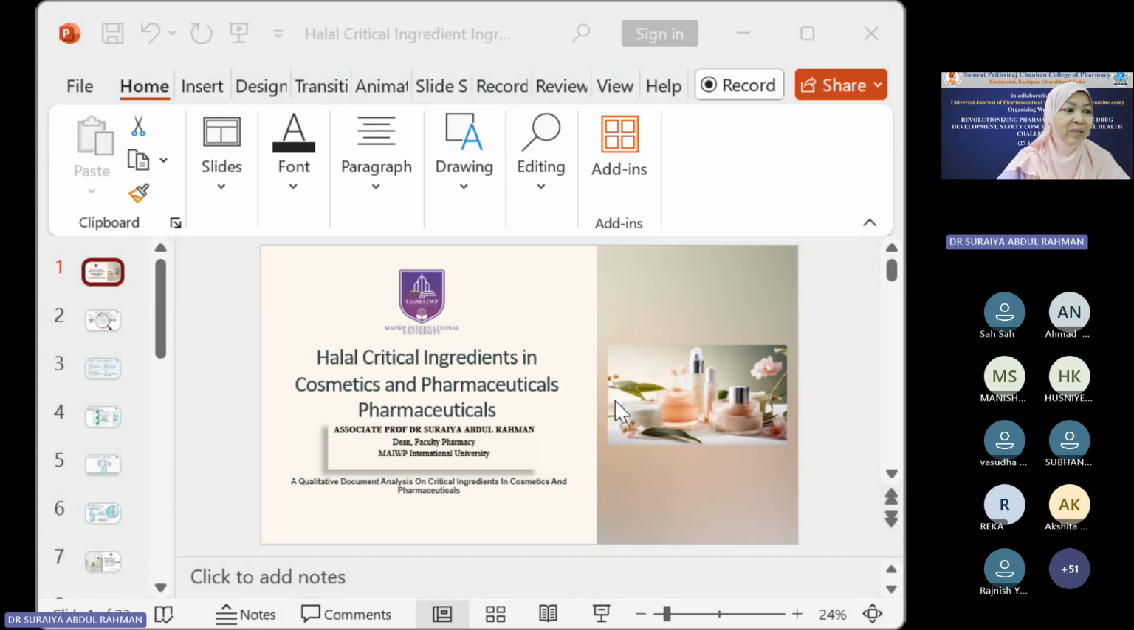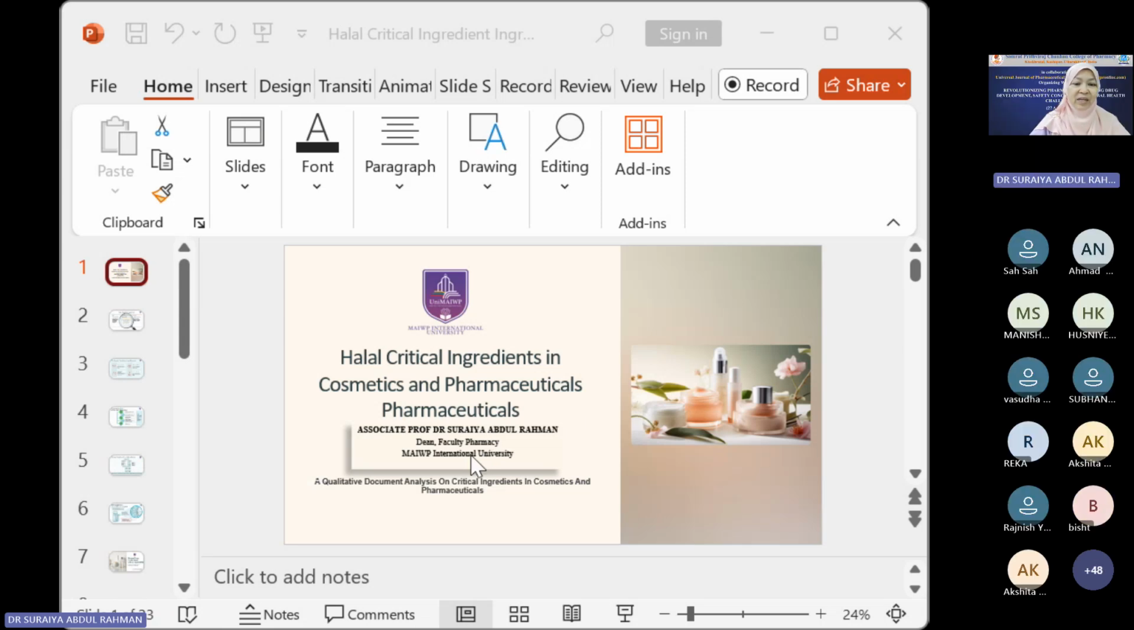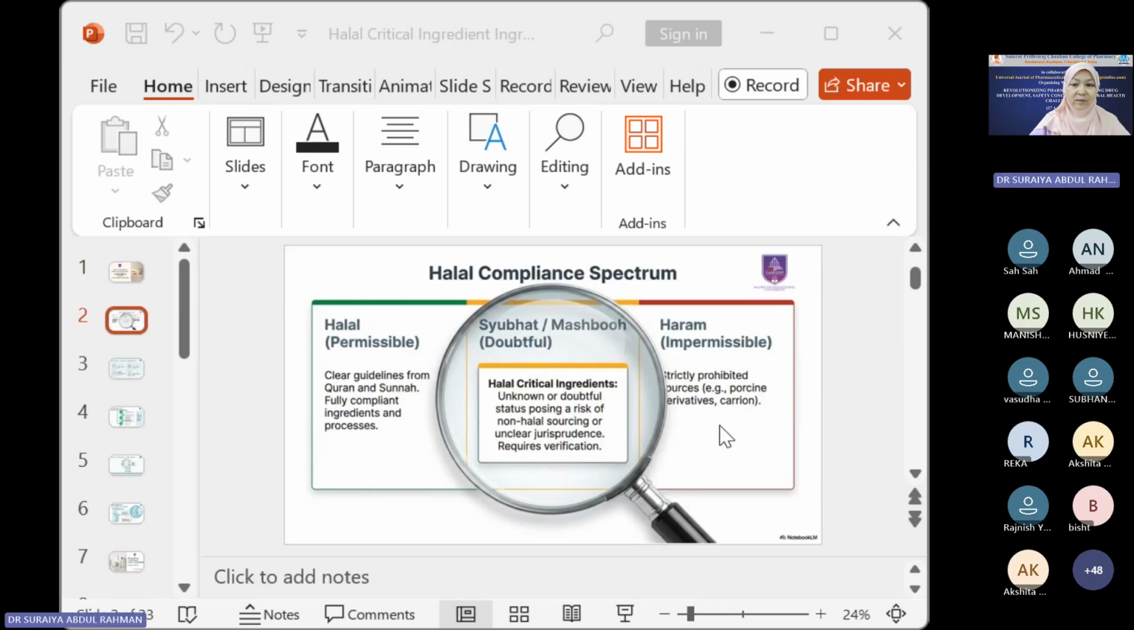So this topic is highly relevant because modern cosmetic and pharmaceutical products often contain hidden ingredients derived from complex supply chains, making halal verification increasingly challenging. Okay. Do you see the next slide? Yes. Okay.